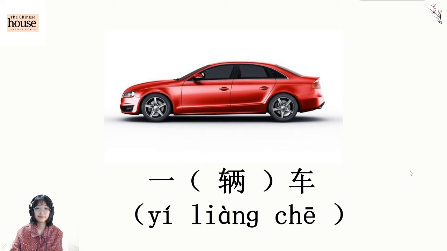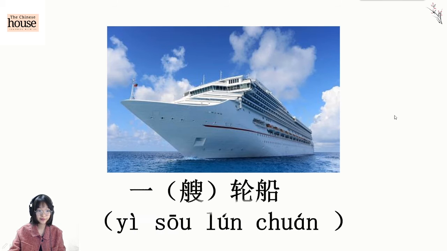And then this is car. 一辆车. Fourth tone. Look, the half of this character is 车, which is car, so you can use it to describe a car. 一辆车.